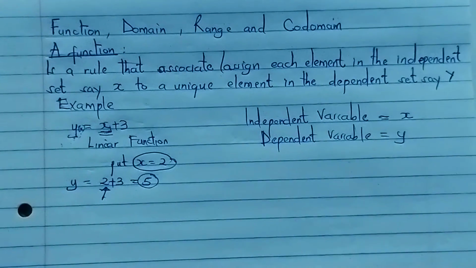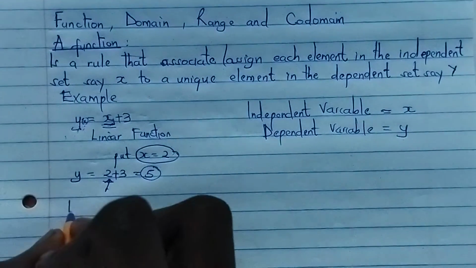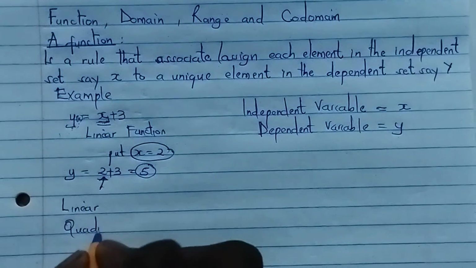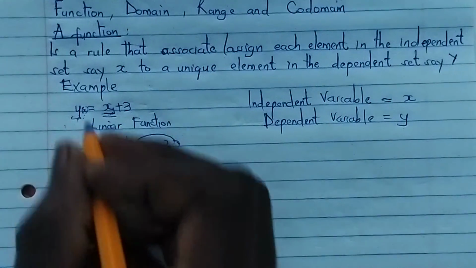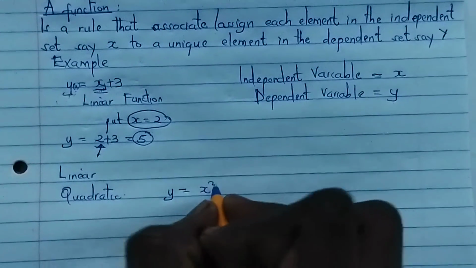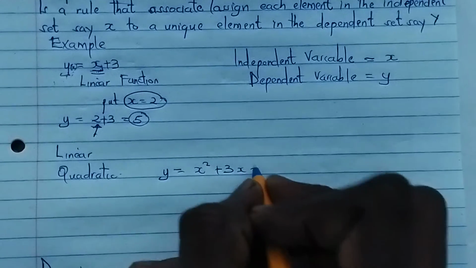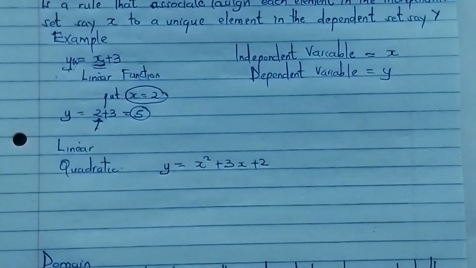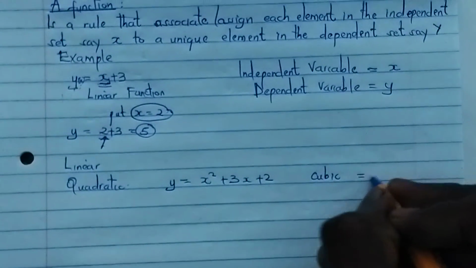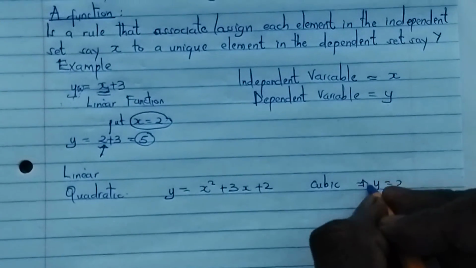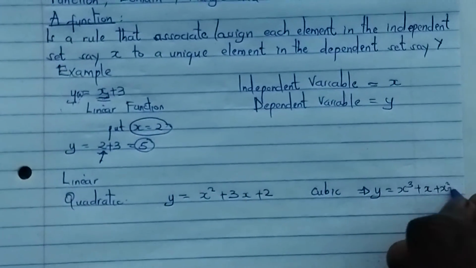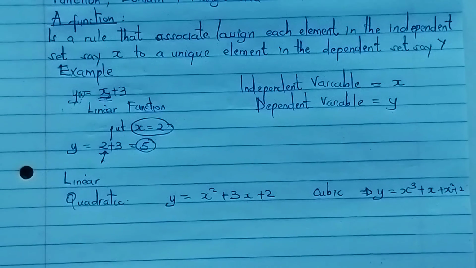That is a function. Now, there are various types of function. We have linear function, which I've already explained. We have quadratic function, in which the power is now 2. For example, y is equal to x squared plus 3x plus 2. We also have cubic function, for example, y is equal to x cubed plus x squared plus 2.